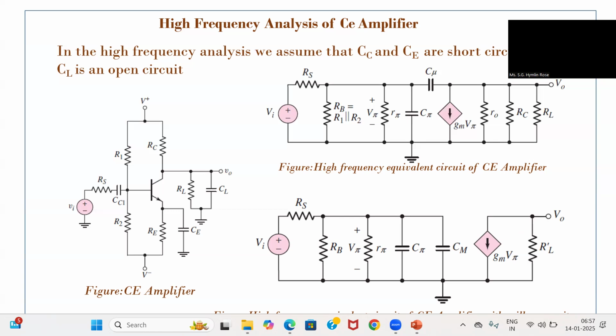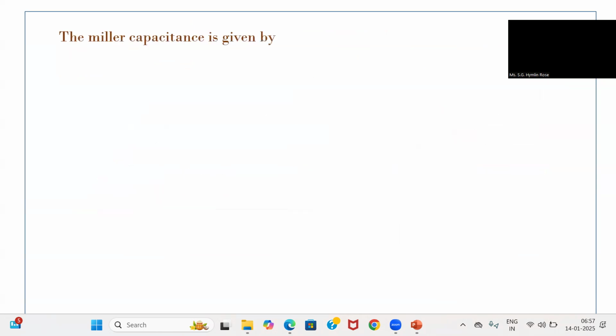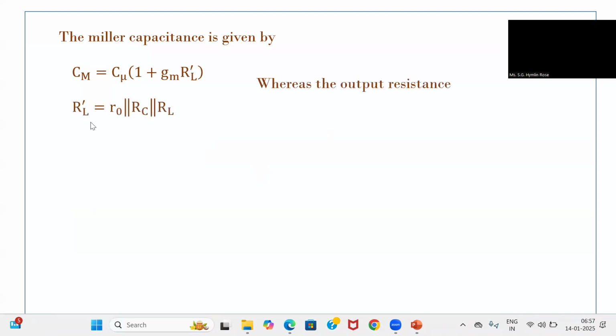The internal capacitors C pi and C mu cause the high frequency gain to roll off. So this will be present whenever you draw a high frequency equivalent circuit of a CE amplifier. So what is the formula for Miller capacitance? As you have studied, CM is equal to C mu into (1 plus gm RL dash), where the output resistance is RL dash, that is R naught parallel RC parallel RL. Earlier you studied gm RL; now we take RL dash because we have included the effect of R naught also.